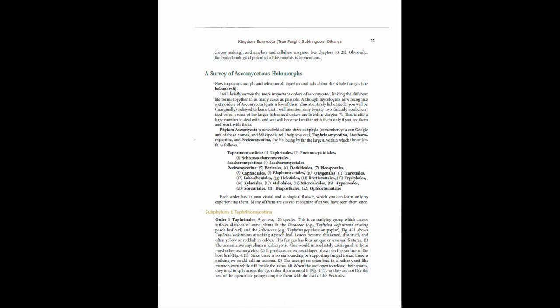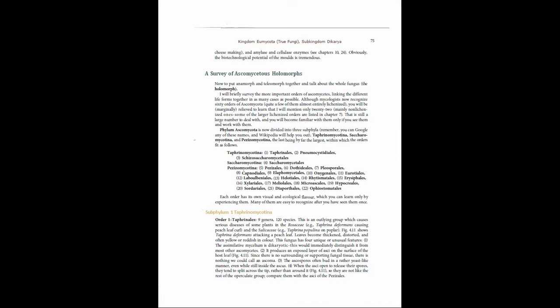Subphylum 1, Taphrinomycotina. Order 1, Taphrinales, 9 genera, 120 species. This is an outlying group which causes serious diseases of some plants in the Rosaceae, for example Taphrina deformans causing peach leaf curl, and the Salicaceae, for example Taphrina populina on poplar. Fig 4.11 shows Taphrina deformans attacking a peach leaf. Leaves become thickened, distorted, and often yellow or reddish in color.